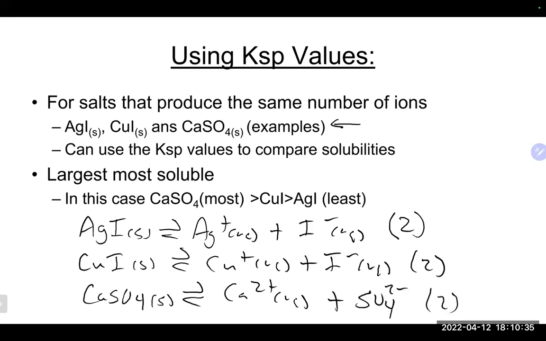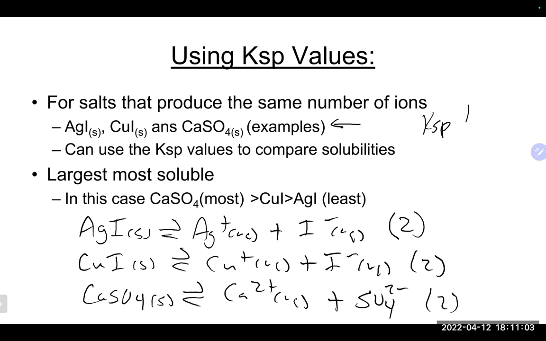Because these break apart into the exact same number of ions, if you did an ice table for each individually to figure out the molar solubility, they all would end up as S and S. So S squared equals the Ksp in each of these cases, which means you actually don't need to do the ice table, because you can just use the Ksp values in this case to help you decide.